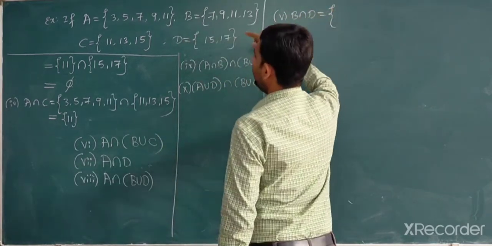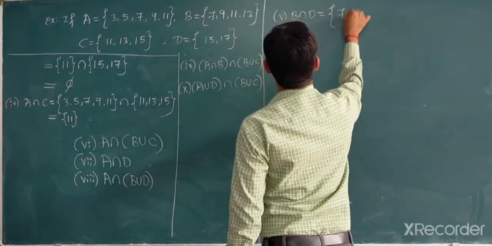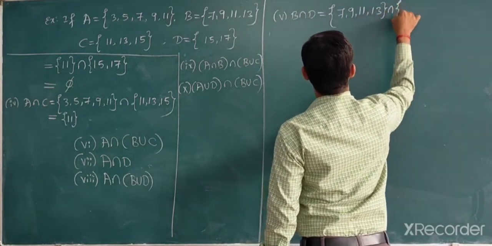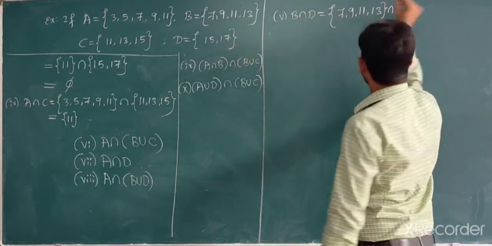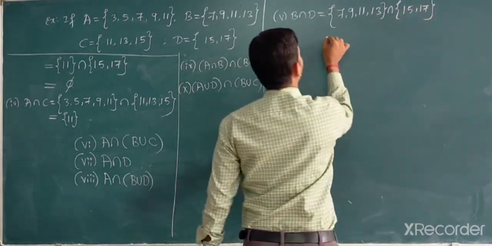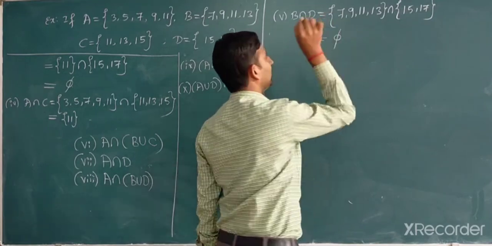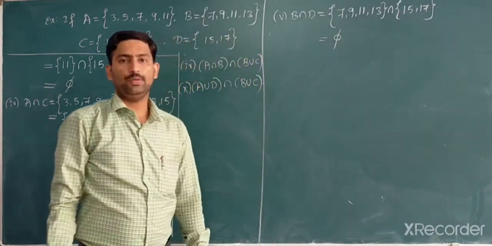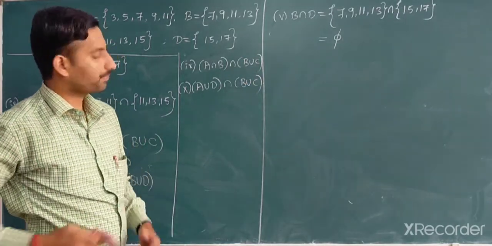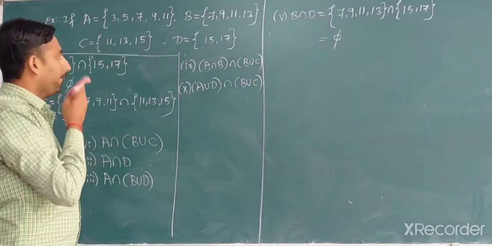What is the value of B? B is nothing but 7, 9, 11, 13. B intersection. What are the values of D? 15, 17. Which is nothing but a value which is empty. Correct? There will be no common element between both the sets. Therefore, the set is the empty set.